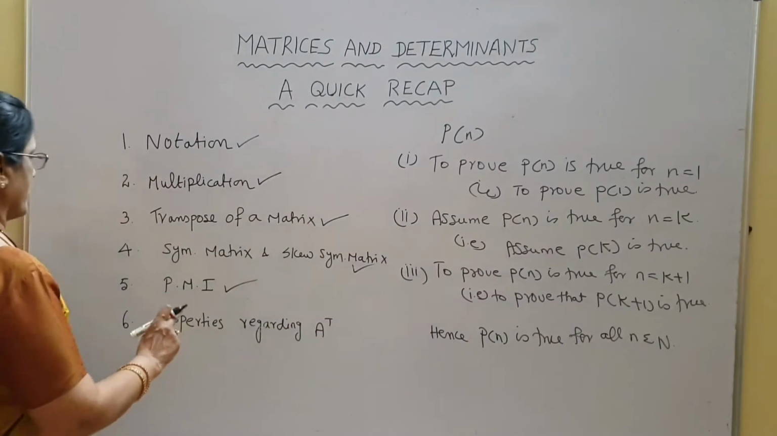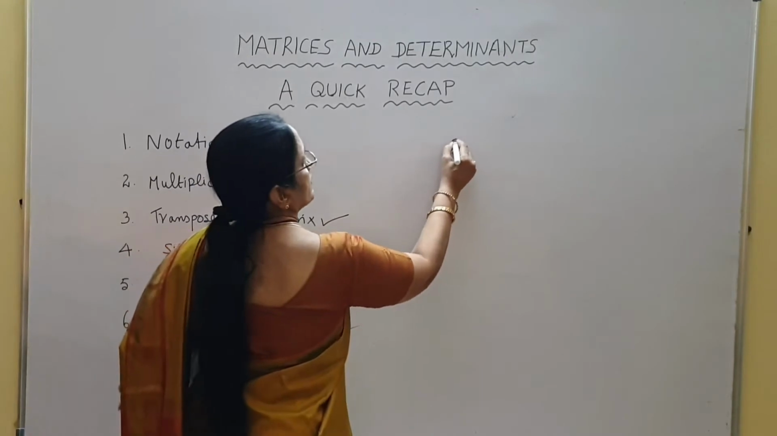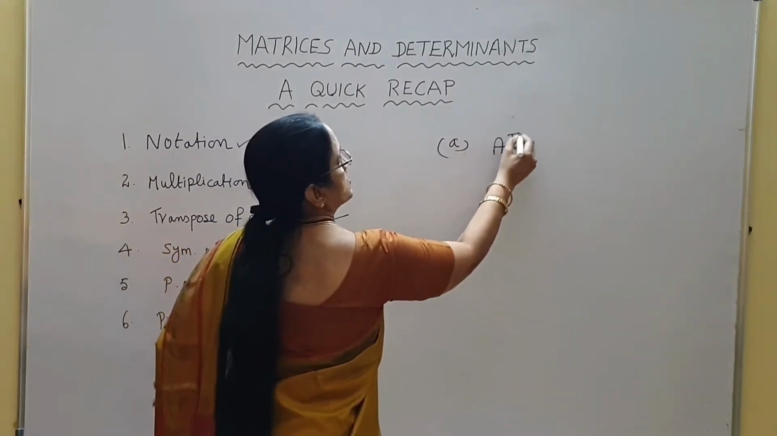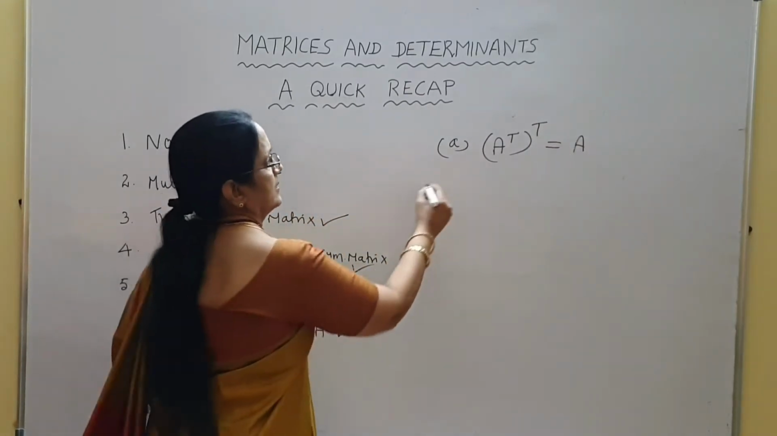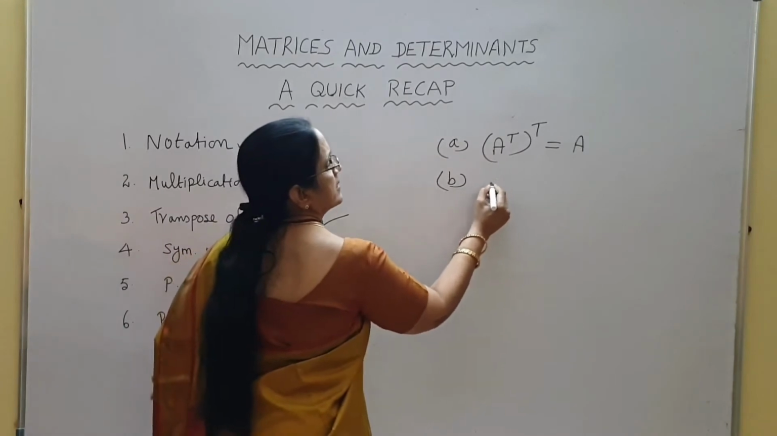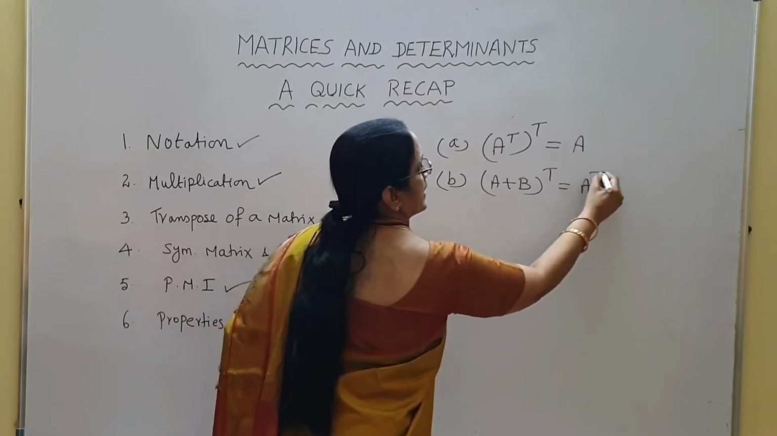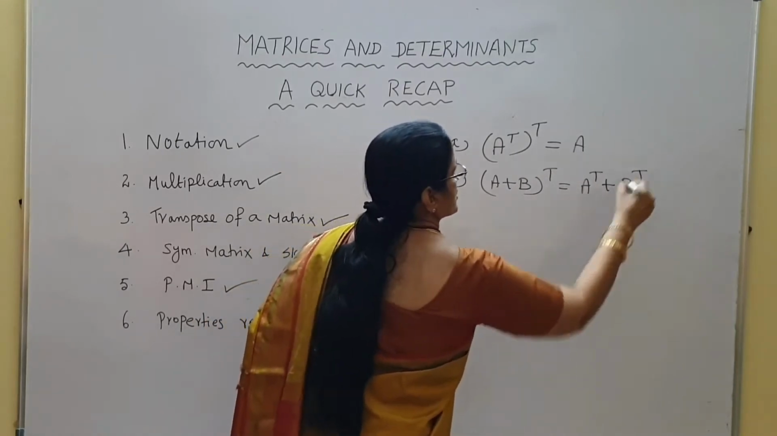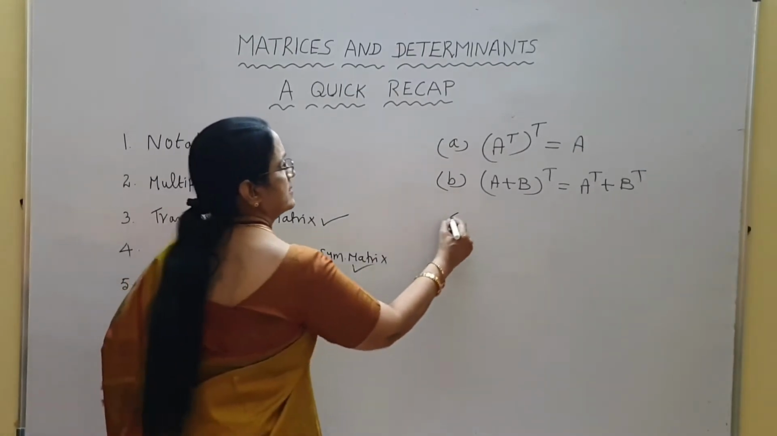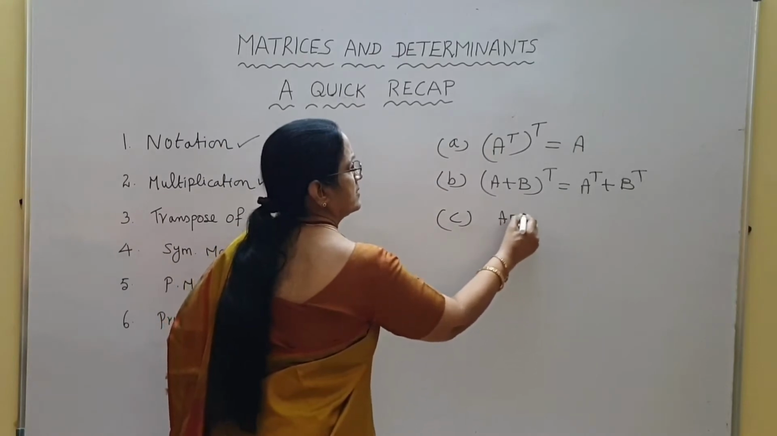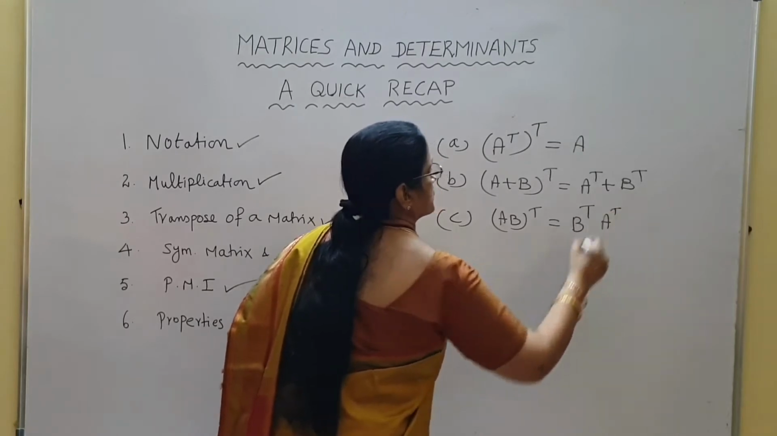Okay, now coming to the next one, properties regarding A transpose. The first one, A transpose, the whole transpose is equal to A. The second property, A plus B, the whole transpose is equal to A transpose plus B transpose. Same thing for the minus. Then AB, the whole transpose is equal to B transpose into A transpose.